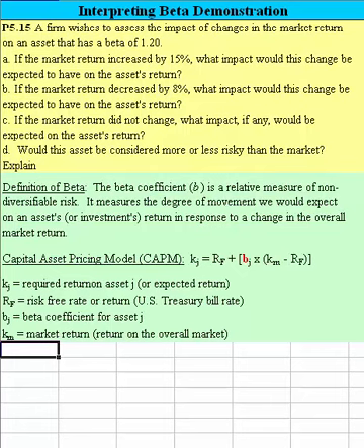Okay, now in the green section, I have a common definition of beta. The beta coefficient, represented by B, is a relative measure of non-diversifiable risk. So it measures the degree of movement we would expect on an asset or an investment's return in response to a change in what we see in the overall market. Now it's used in the capital asset pricing model, which I've also listed in green, and the beta portion I've shown in red to show where it fits in.